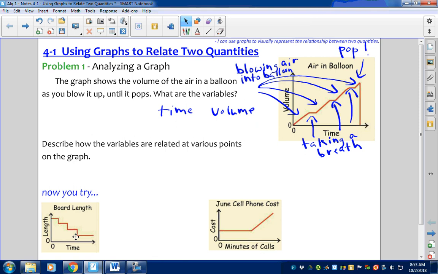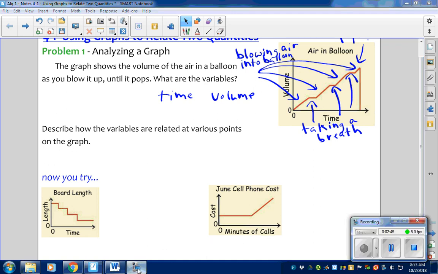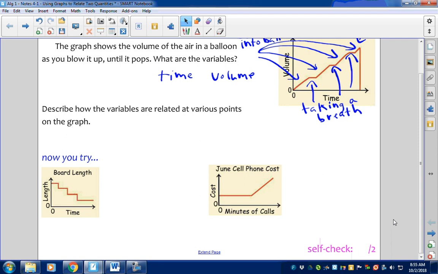So I'm going to ask you to do that. Could you do the same thing on these next two? Maybe just study these graphs. You can describe the variables, how they're related in the context of the problem. But go ahead and explain to me what's going on in each of these. All right, does anybody have an idea on the board length?